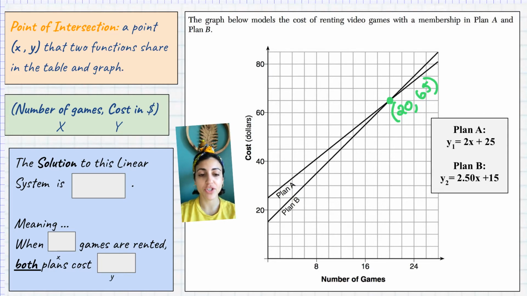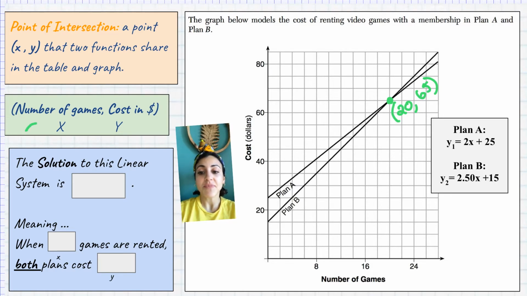Great. So now I know the point of intersection. I've labeled it on the graph. This is the solution to this system of equations. Now, something that I always like to do, because I know I'm going to have to explain what this solution means, I like to think about, well, what does this point represent in general, right?